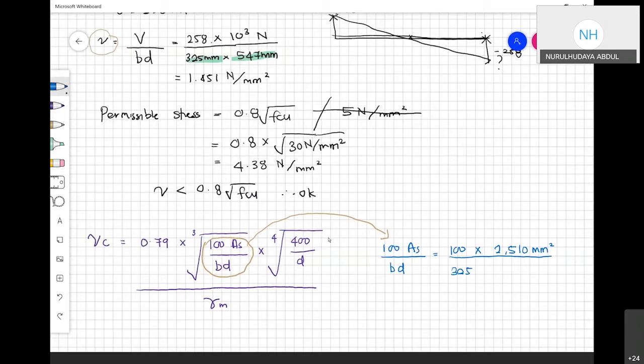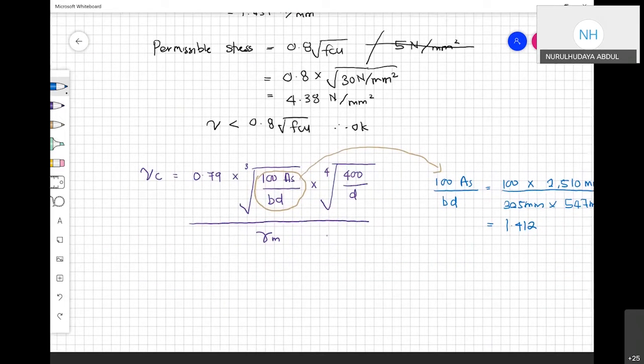But I'm lazy. Who is going to help me calculate? Sean, 1.411. Is it? 1.412, I think. Do you round up? 1.412, round up because there are more digits behind. So we round it up to 1.412.